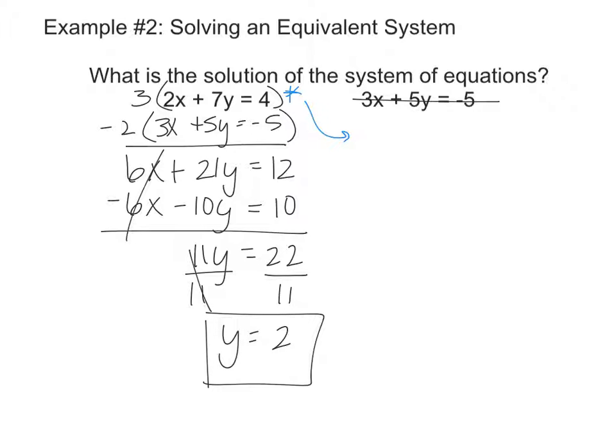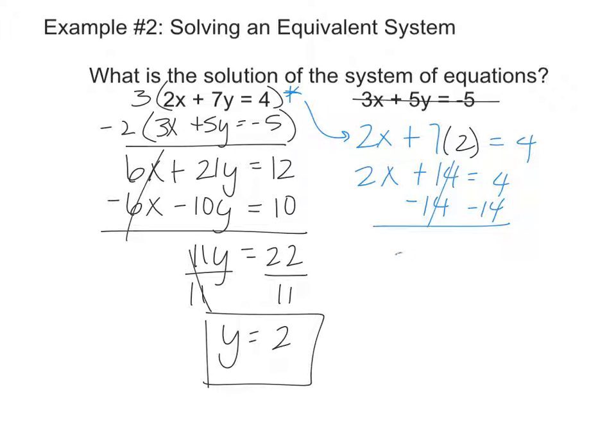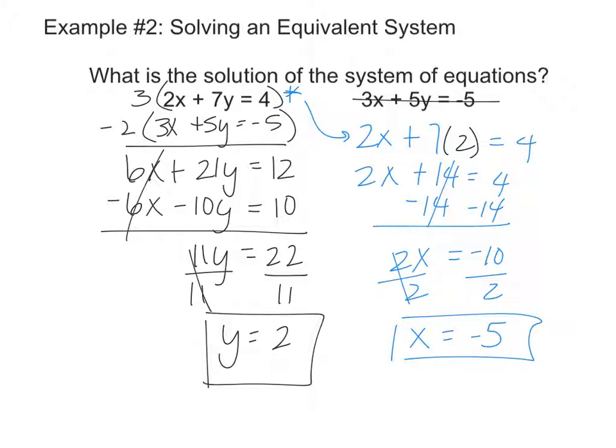So here we go. 2x plus 7 times y, which is 2, is going to be equal to 4. So 2x plus 14 equals 4. If I subtract 14, I will have that 2x is equal to negative 10, divide by 2, so x is equal to negative 5. So in this case, our final answer will be negative 5, 2.